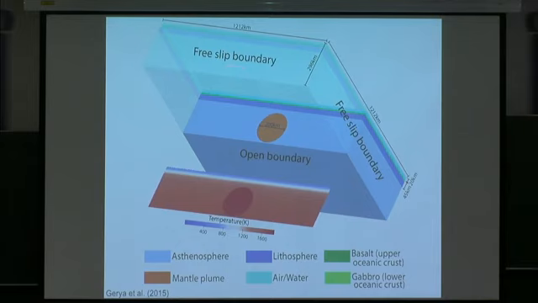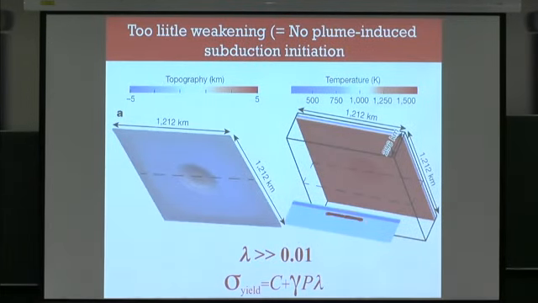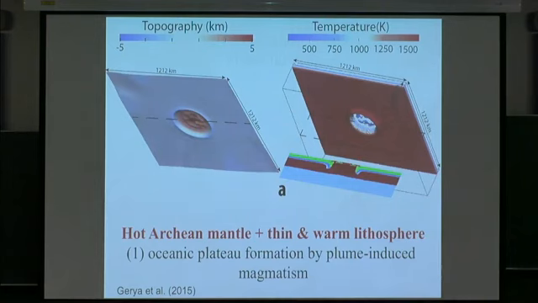So what we do now in 3D, it's a plume, and on top of the plume where magma is percolating, we are weakening this lithosphere. What we observe, if there is not enough weakening, we form a volcanic plateau, and then activity decays and the plume is just spreading.